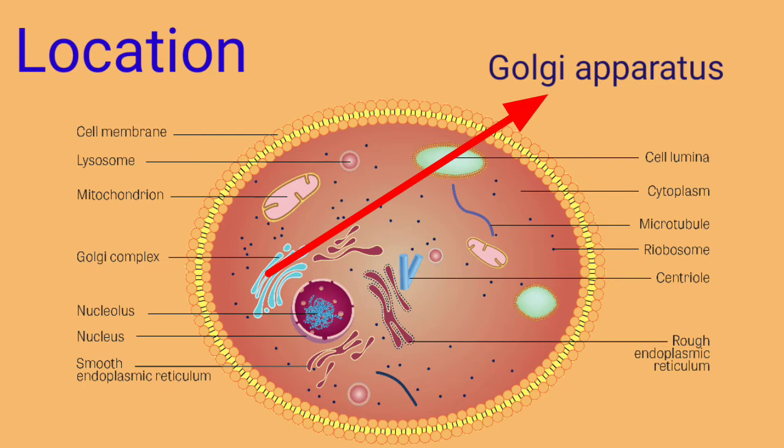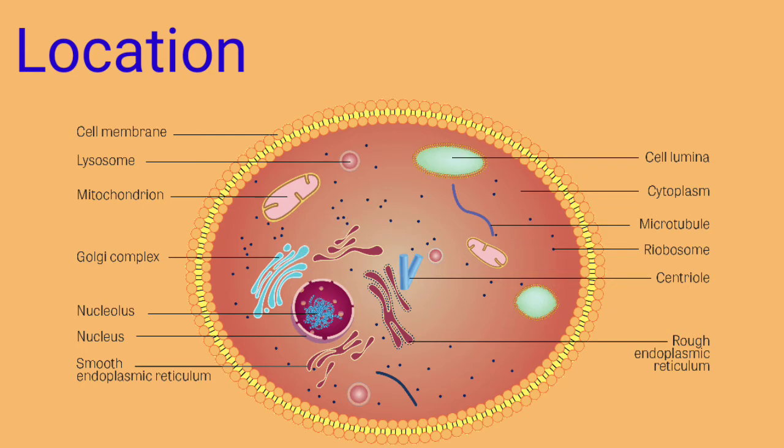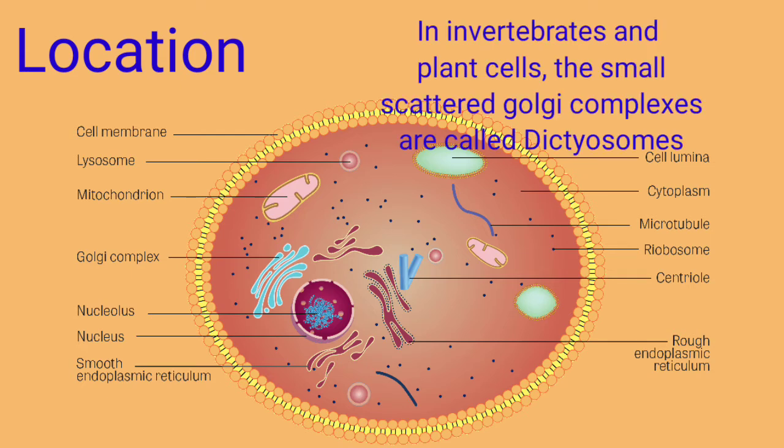Now, in invertebrates and plant cells, usually they have small Golgi complexes, several in number, numerous in number. So these Golgi complexes are not one system, but are scattered throughout the cytoplasm as small Golgi complexes, and such complexes in the invertebrate cell or the plant cell are called dictyosomes. So there the term dictyosome is applied.